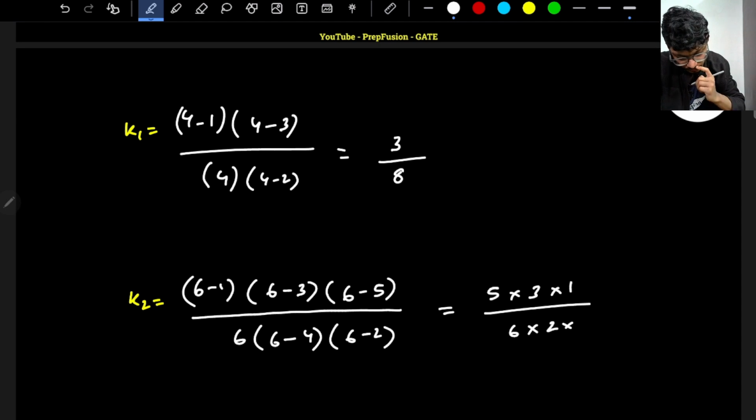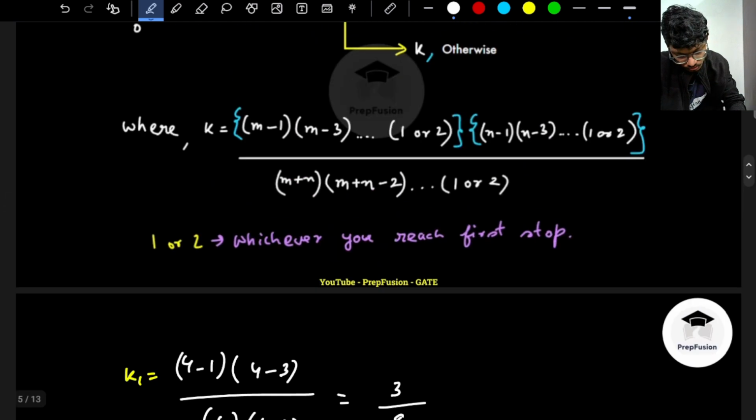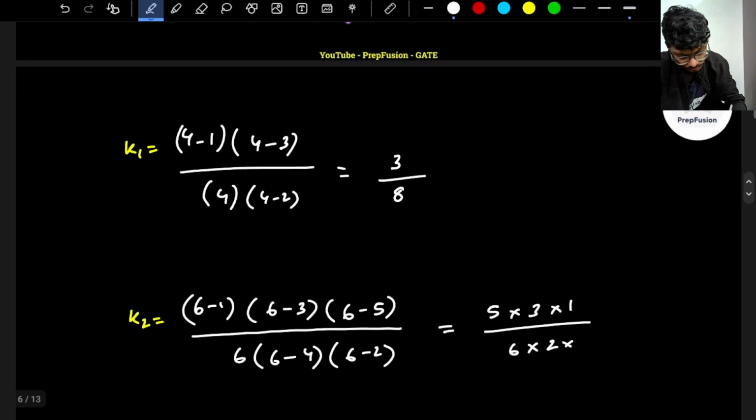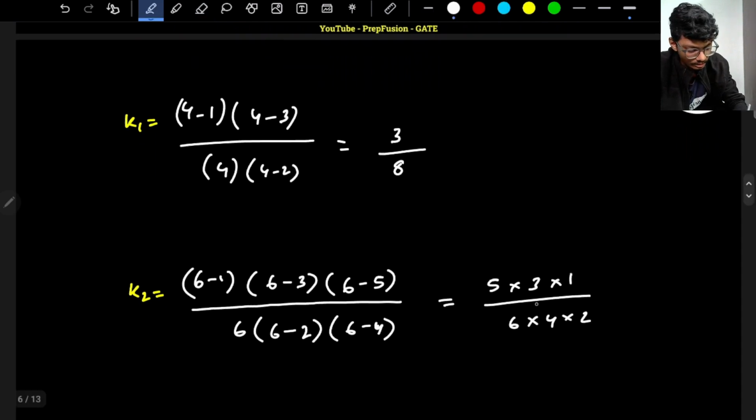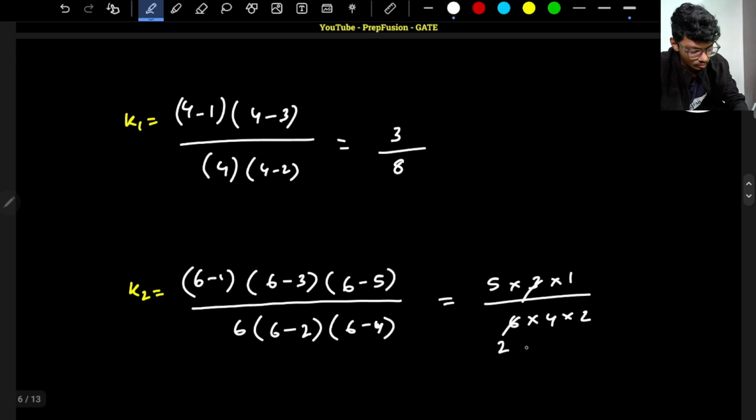Sorry, this is the same thing only, but this will be 4 and this will be 2, just to maintain the symmetry. So this will be 4 into 2. Okay, so this 3 will get cancelled, this will be 2. So this will come out to be 5 by 16.